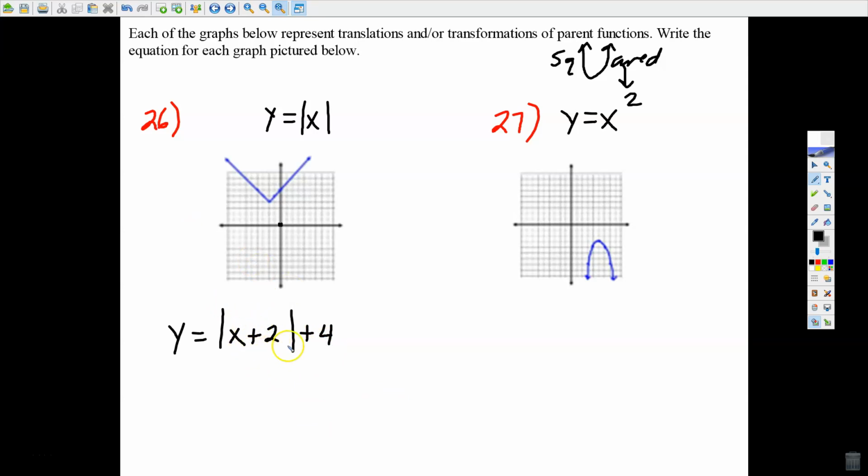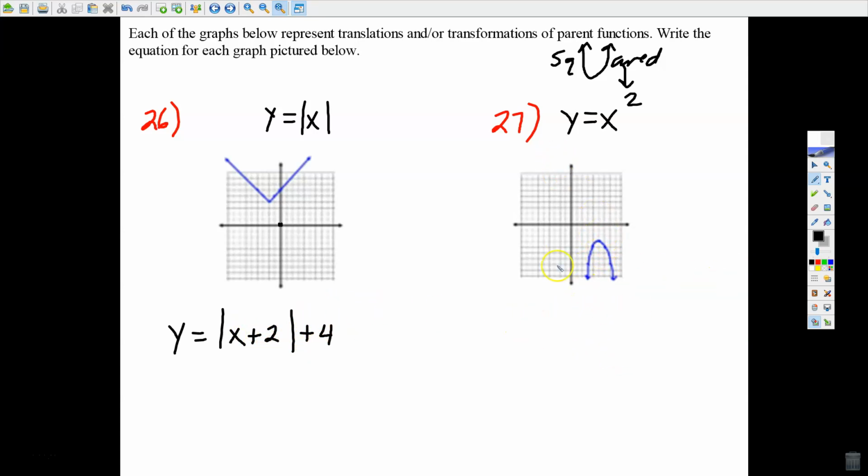So if you want to do left or right movement, put it inside. Up or down movement, put it outside. The inside is really the opposite of the way it looks. It looks like it should be minus because you went left, but you have to be careful with the inside. It's always the opposite. Vertical movement is not tricky. Plus means up, minus means down.